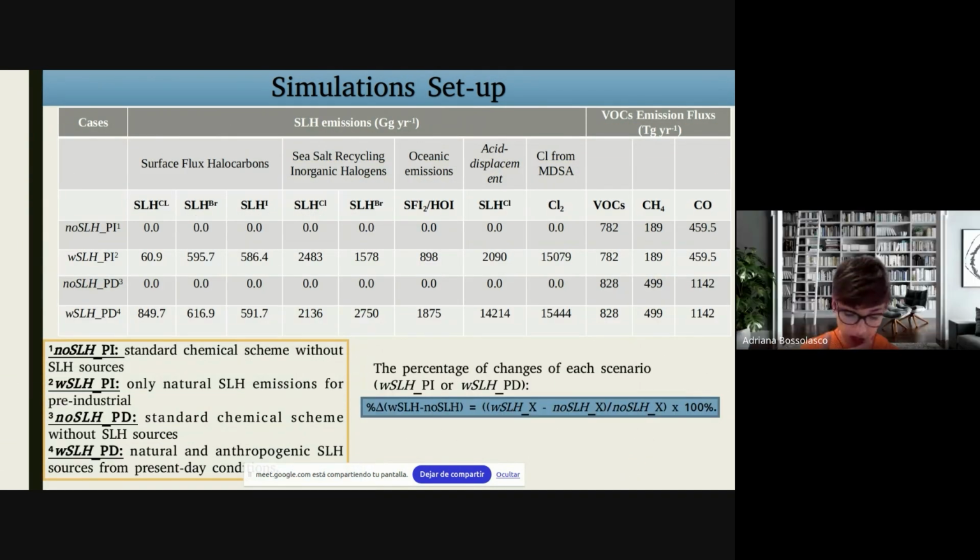This table summarizes our 4 sets of simulations for pre-industrial and present day, without and with SLH. For example, in pre-industrial, we only have natural SLH emissions. And for anthropogenic and biogenic emissions other than SLH, we keep them constant for the period in the simulations without and with SLH.